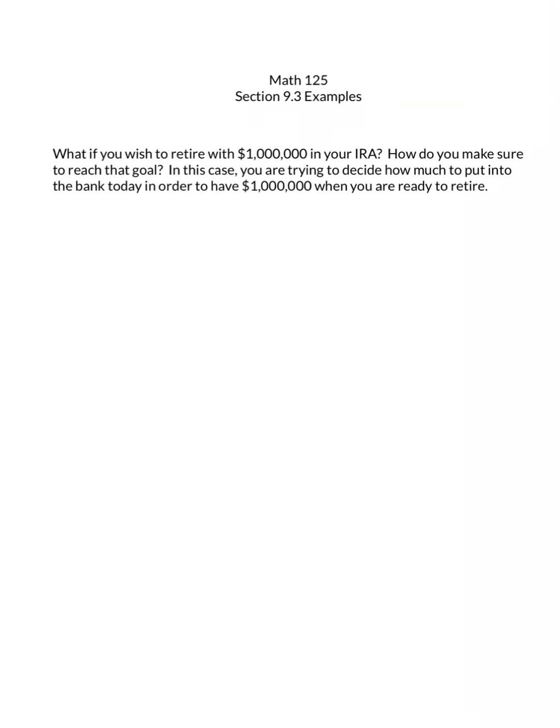In section 9.3, we are going to be looking at how you can reach goal amounts in saving your money. The first idea for this is you are going to put one lump sum in the bank and allow it to grow until you reach your desired amount. For example, what if you wish to retire with $1 million in your IRA? How do you make sure you reach that goal?